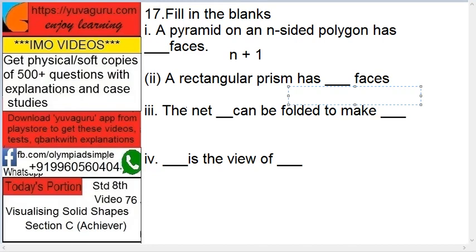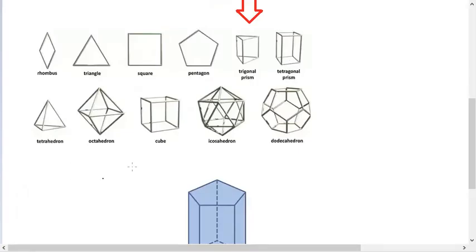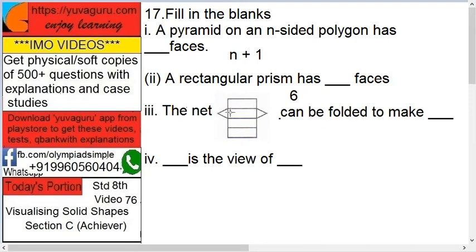Rectangular prism. Which is the rectangular prism in this? See this. Pyramid means at the top only one point, like Egypt. And here prism means like these ones. So how many faces? This is the rectangular prism. How many faces? 1, 2, 3, 4, 5, 6. 6.